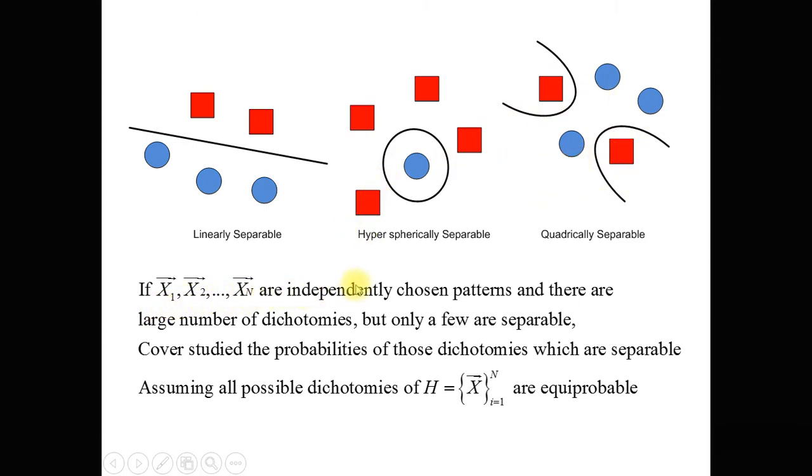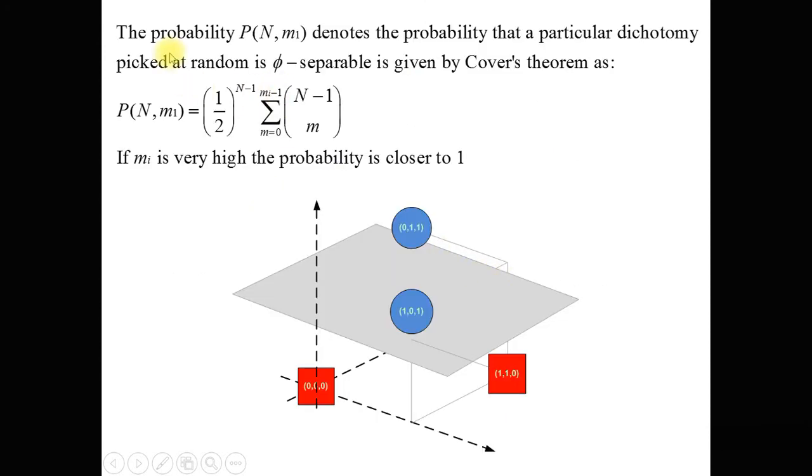If x1, x2, ..., xn are independently chosen patterns and there are a large number of dichotomies but only a few are separable, we study the probabilities of those dichotomies which are separable, assuming all possible dichotomies are equiprobable. The probability P(n, m1) denotes the probability that a particular dichotomy picked at random is phi separable, and is given by Cover's theorem as P(n, m1) equals half to the power n minus 1, summing over m from 0 to m1 minus 1 of a combination.